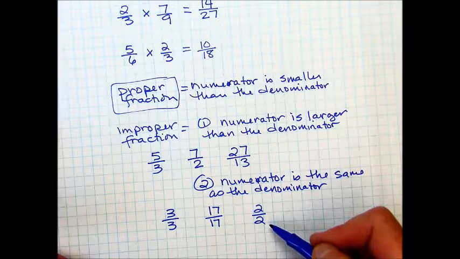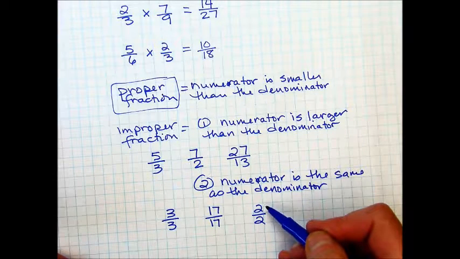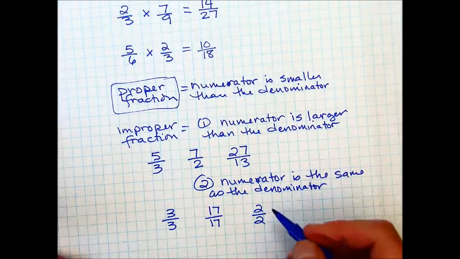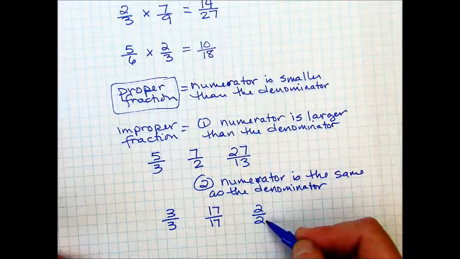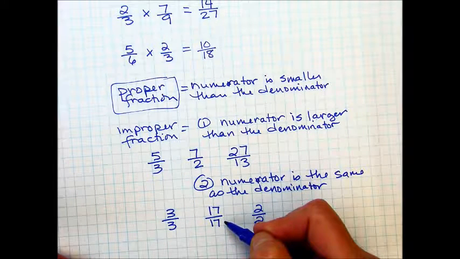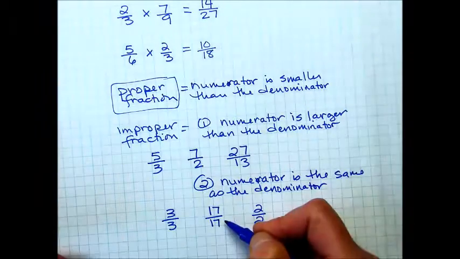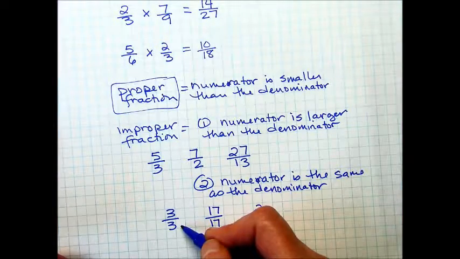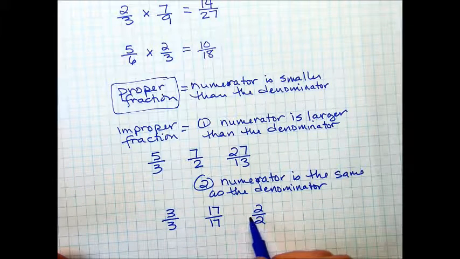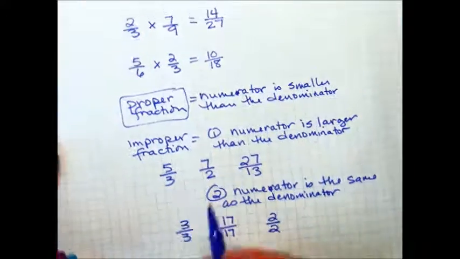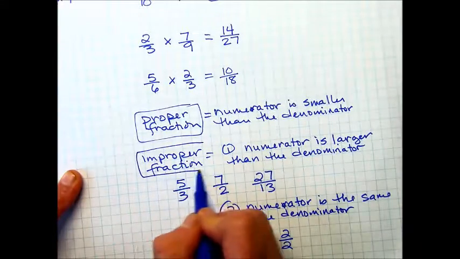Now, in a previous video, we talked about this. When the numerator is the same as the denominator, the answer is going to be 1, because 2 divided by 2 is 1, just as 17 divided by 17 is going to be equal to 1. Similar to 3 divided by 3, that's also 1. Even though these are fractions, they're also division problems. Okay, so that's a little bit about improper fractions.